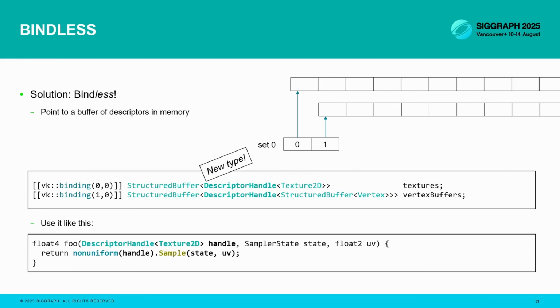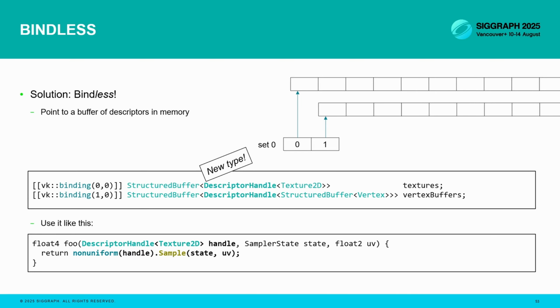Previously, one problem was that Vulkan and DirectX phrase bindless in different ways, and they use raw indices, which loses type safety. Slang introduces the descriptor handle type, which converts to whichever bindless representation your API uses. So in the code here, we say that binding 0 and set 0 is a buffer of descriptor handles for texture2D objects, and we do a similar thing for vertex buffers.